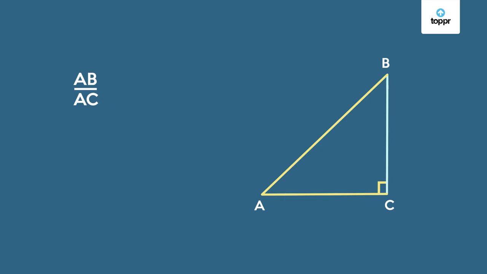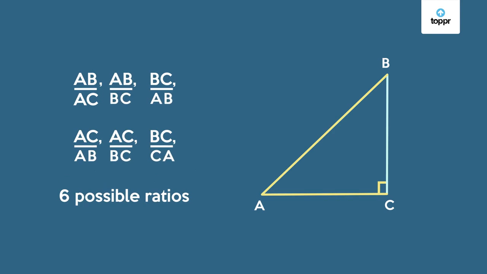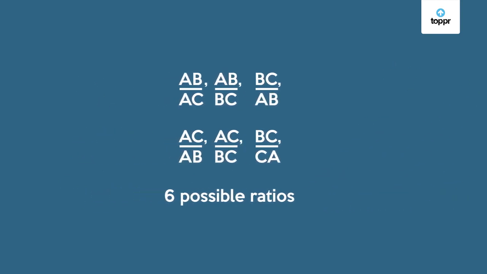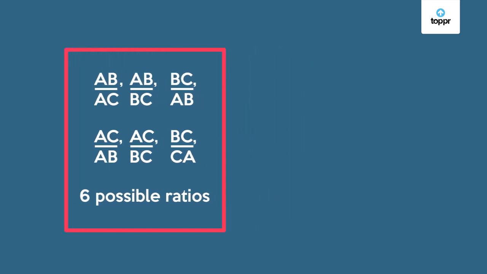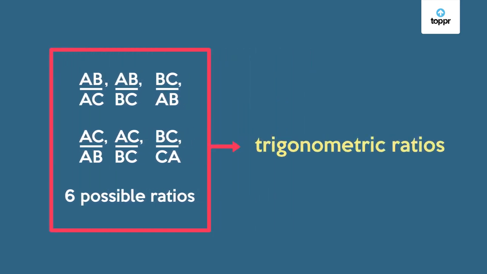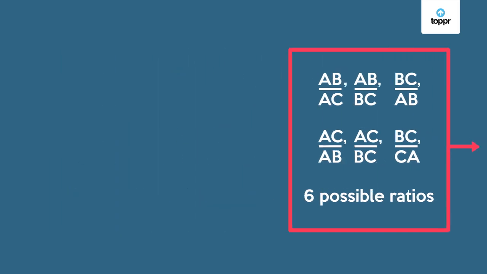So how many different ratios can you write using these three side lengths? 6 different possible ratios among the sides of this triangle, and they are listed here. So basic trigonometry is about these 6 ratios, their properties and their applications. Not surprisingly, we call these ratios trigonometric ratios. So I hope you are clear with all these things.